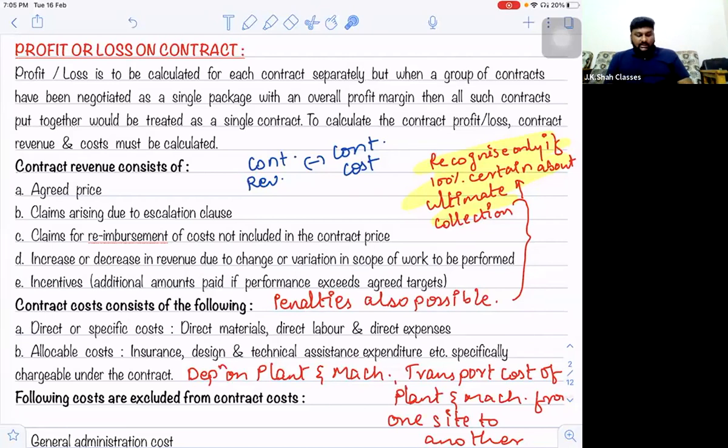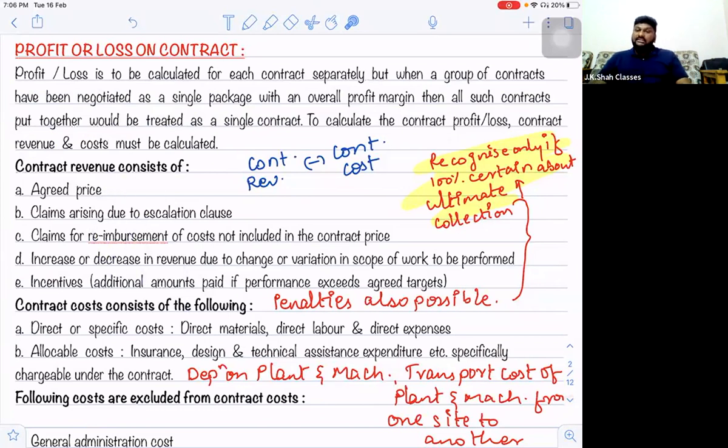Right? So what it says, the profit or loss is to be calculated for each contract separately. But when a group of contracts have been negotiated as a single package with an overall common profit margin, then all such contracts put together would be treated as a single contract. That is called combining contracts. We've already learned that. To calculate the contract profit or loss, contract revenue and cost must be calculated. So let us now see what we mean by contract revenue.